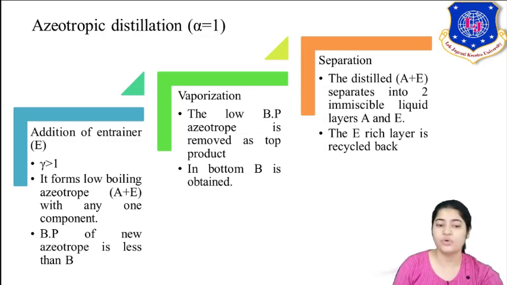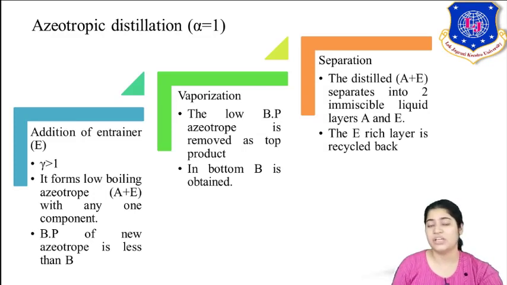Second step here is now vaporization. The low boiling point azeotrope which is now formed, of course, as it is low boiling, it means you will get it as a top product. In the bottom product you get B. So that happens in your vaporization step.